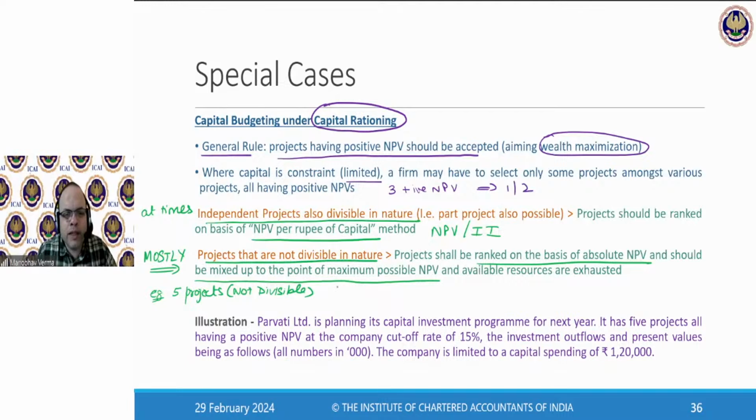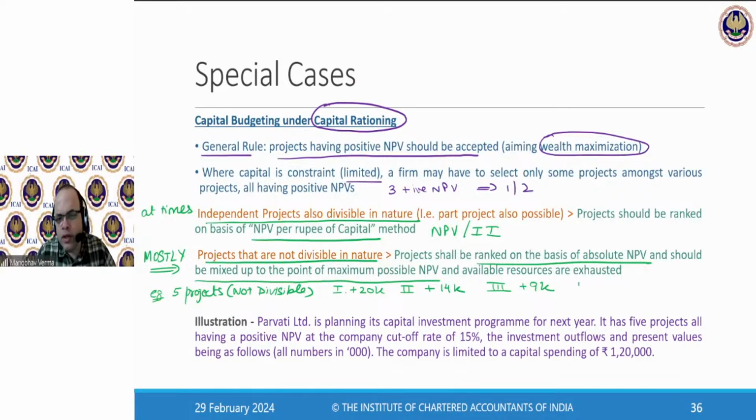Let's say the rank number one project gives me an NPV of plus 20,000. Project two gives a plus NPV of, let's say, 14,000. And project 3 in the rank is giving me plus 9k. And I'm saying that there is a scarce capital scarcity. I'm saying the project is not divisible. And we are ranking as per the absolute NPV.